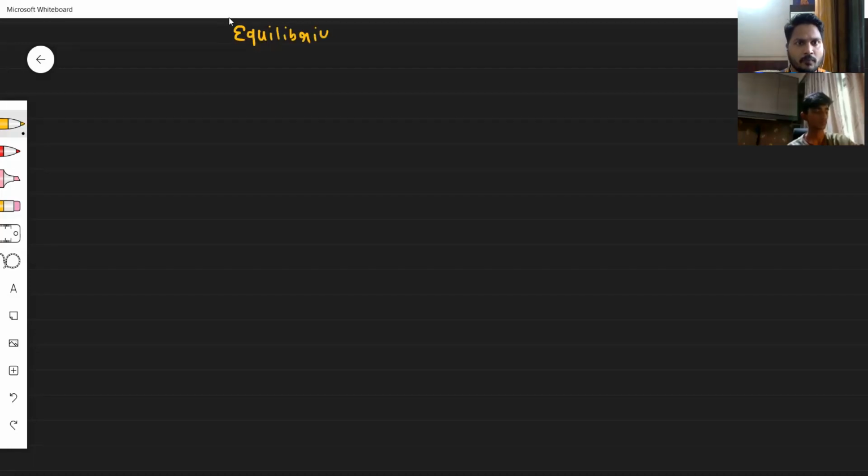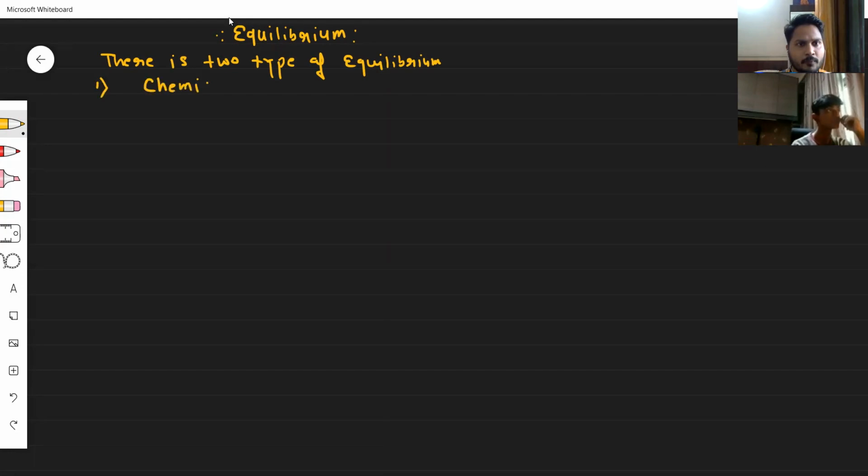Equilibrium. Now there are mainly two types of equilibrium. See, the first is the chemical equilibrium, and the second one is your ionic equilibrium.